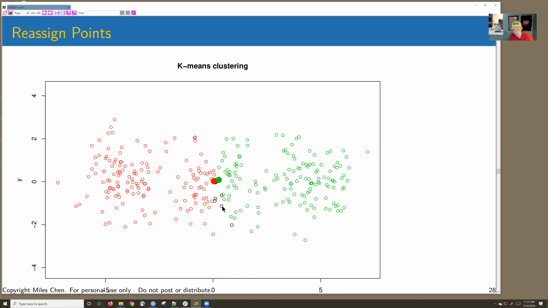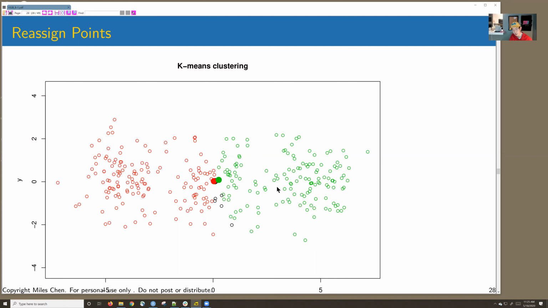So what we can do is, for each cluster, recalculate the centroids. We say, where is the mean of all of the green points? What's the center of all of these green points?